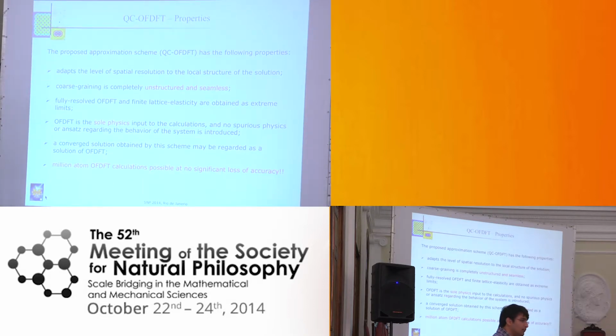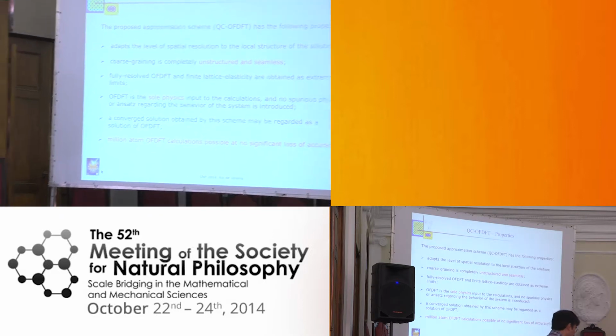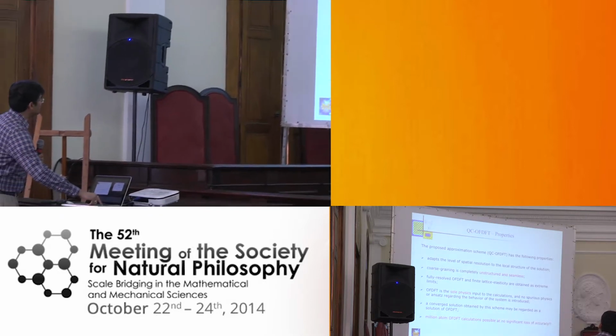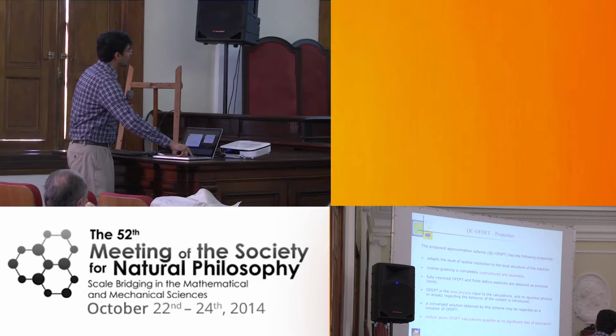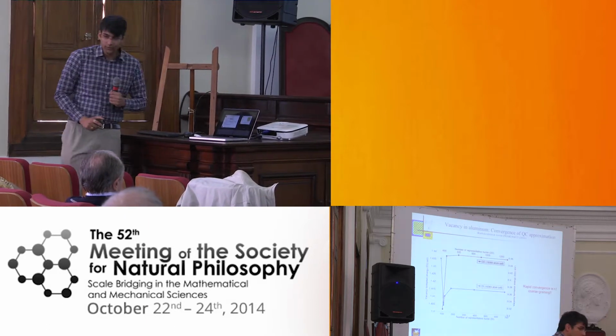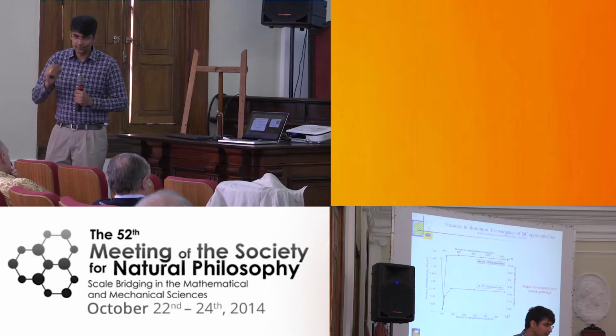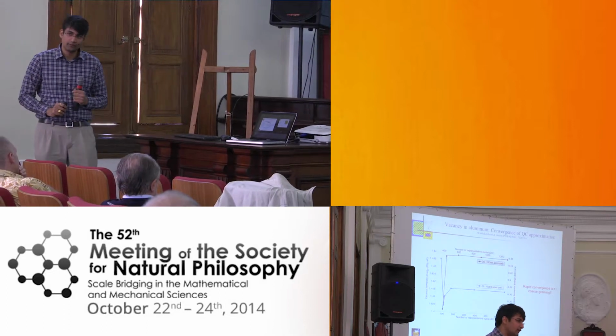Some of the important properties of this coarse-graining method is that we use solely electronic structure calculations everywhere. So orbital-free DFT is a single physics that we use everywhere. And the coarse-graining is completely unstructured and seamless. And as I'll demonstrate, multi-million atom calculations of orbital-free DFT become possible using this technique without any significant loss of accuracy. So let me first present to you the convergence of this coarse-graining approximation that I just discussed.